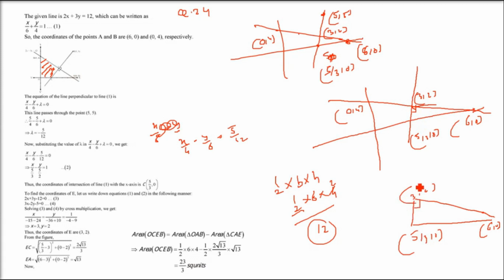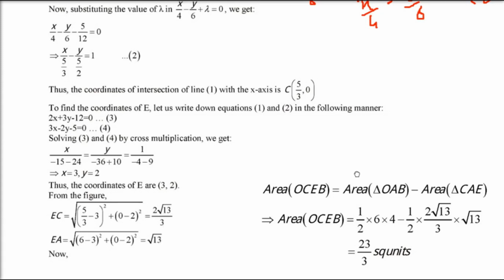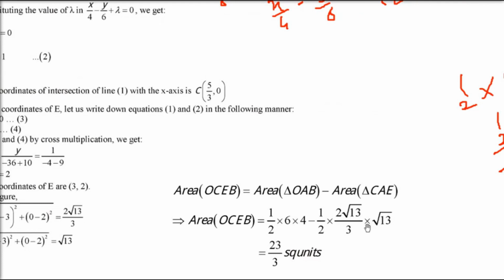Base, we have to find out the distance. So we have (6 minus 3) whole square and (0 minus 2) whole square, added under root. This is 2 root 13 by 3. How about EA? So we have (5/3 minus 3) whole square and (0 minus 2) whole square. These two distances are known. These are the sides of the triangle having 90 degrees. So half into base into altitude again for the smaller triangle. So half into 2 root 13 by 3 into root 13, that is 13 by 3.